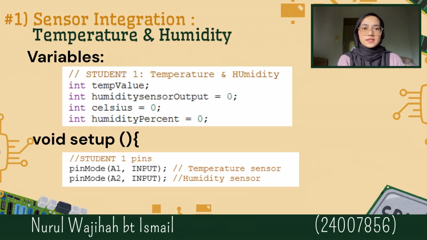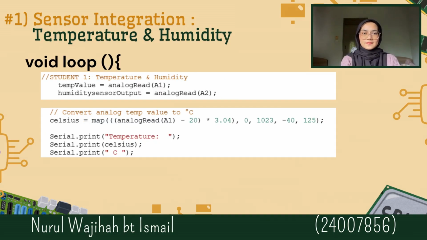For this part, these are the variables used in the temperature and humidity system. They store sensor readings such as temperature value, humidity output, and converted Celsius value for further processing. In the setup function, the temperature sensor is connected to pin A1 and the humidity sensor is connected to pin A2. In the loop function, we create code to convert analog temperature into degrees Celsius. The equation for conversion is shown here.